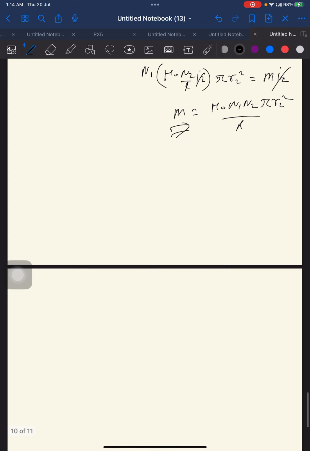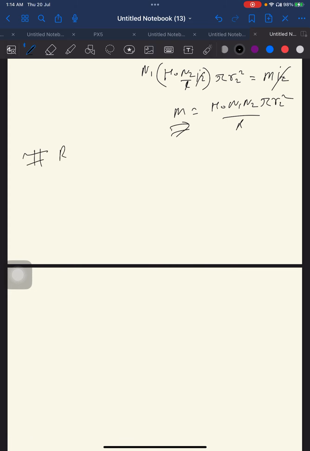Now see the relation between L and M. Suppose there are two coils, this one and this one.